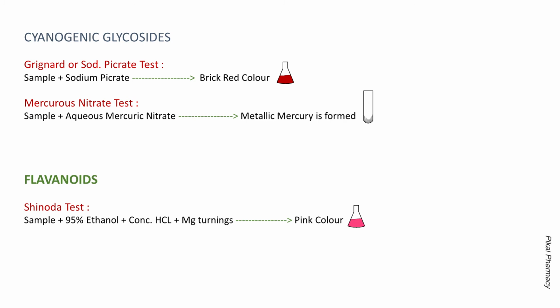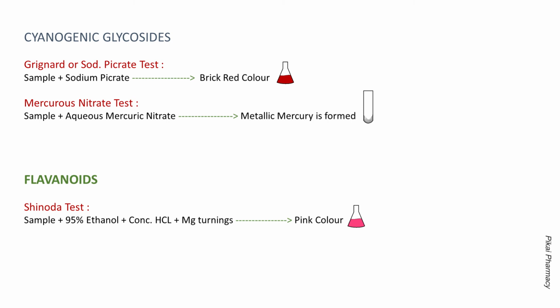Now the second test is mercurous nitrate test. Now in this test, aqueous mercurous nitrate is added to the sample. Now if the sample contains cyanogenic glycoside, then there will be a formation of metallic mercury.